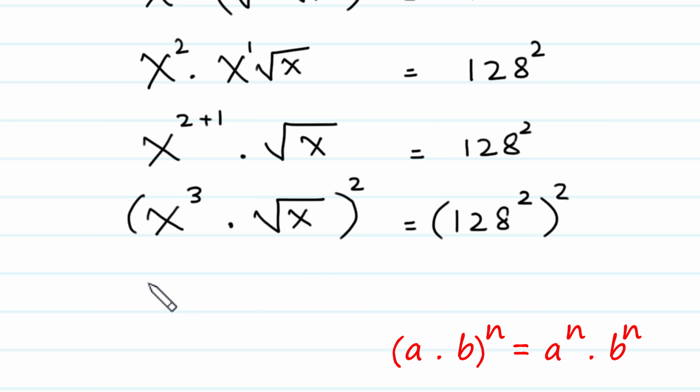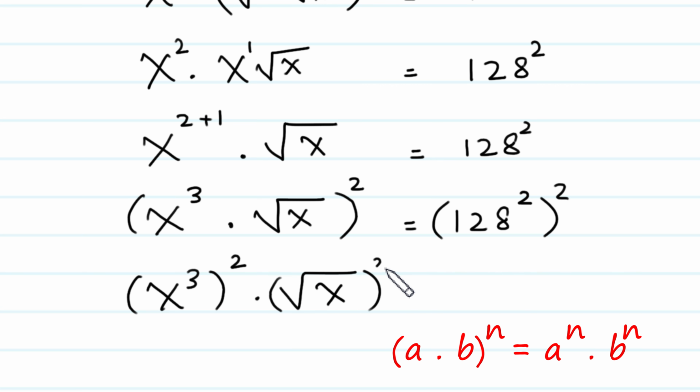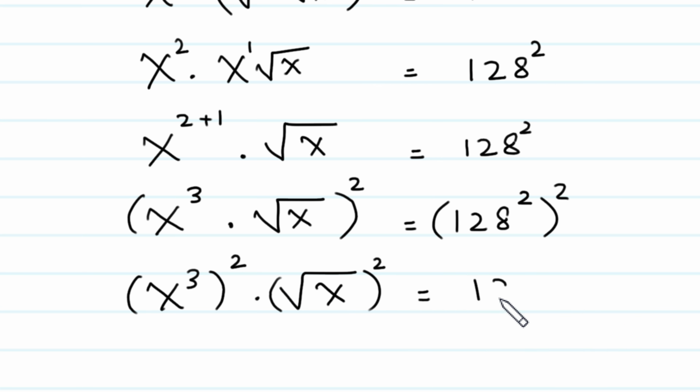According to this rule, this (x to the power 3) to the power 2 times (square root of x) to the power 2 is equal to (128 to the power 2) whole power 2.